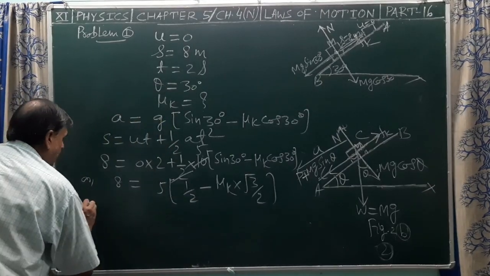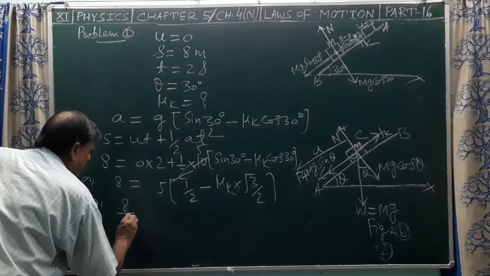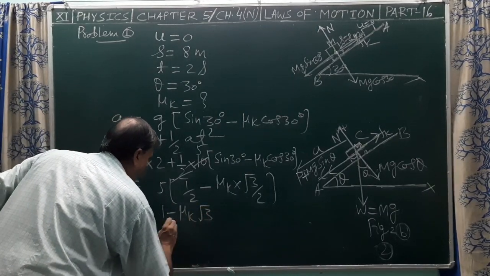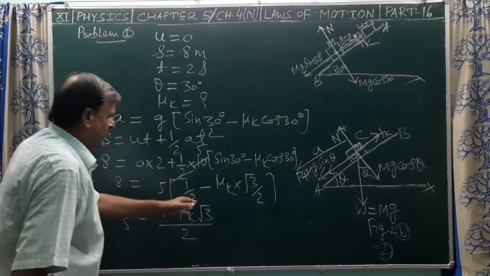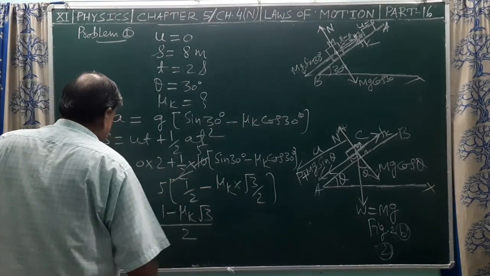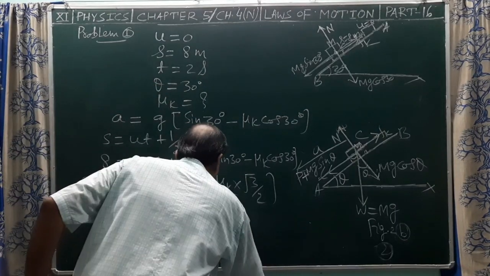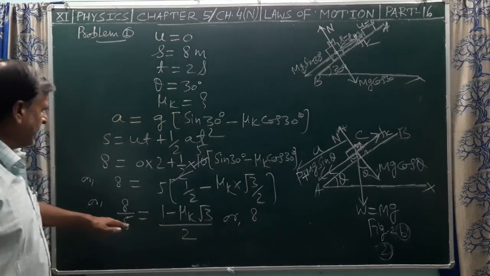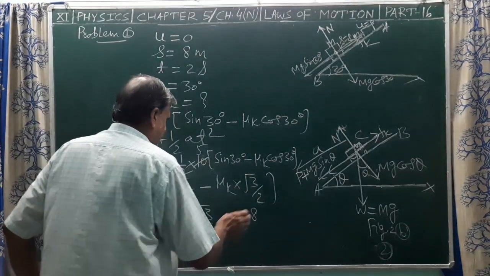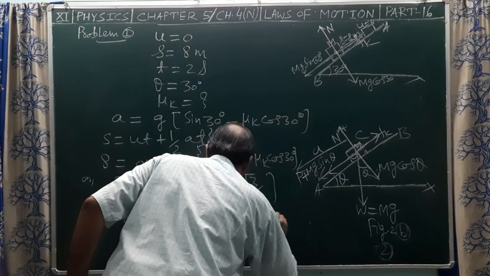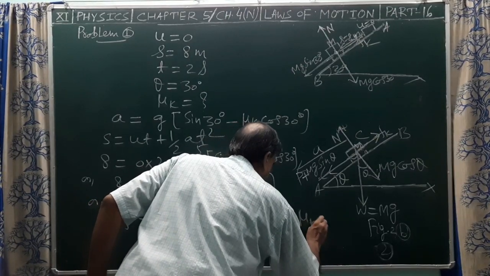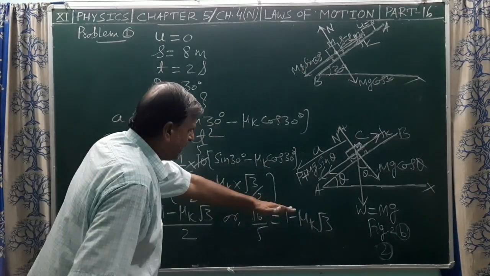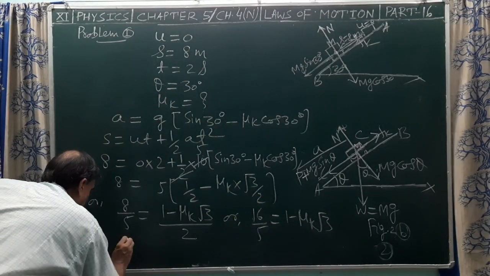Further we have 8/5 equals to 1 minus mu k root 3 by 2, with LCM 2 on the RHS. By cross multiplication, 8/5 into 2 is 16/5, so 16/5 equals 1 minus mu k root 3. Taking minus mu k root 3 to the LHS, we have to find the coefficient of kinetic friction mu k.